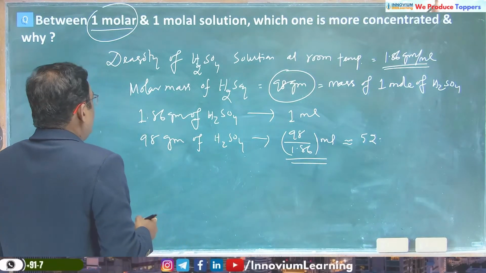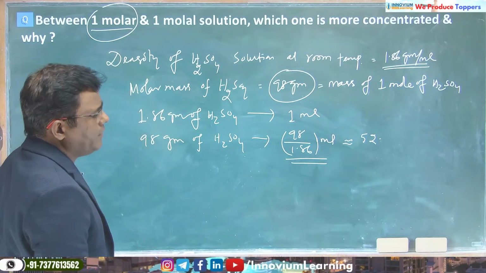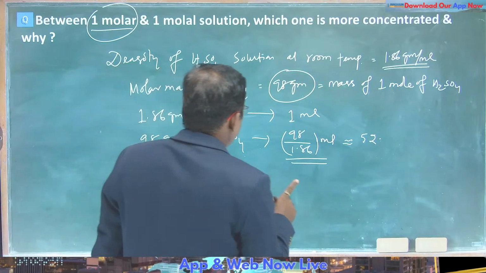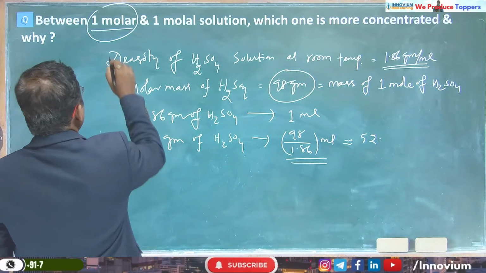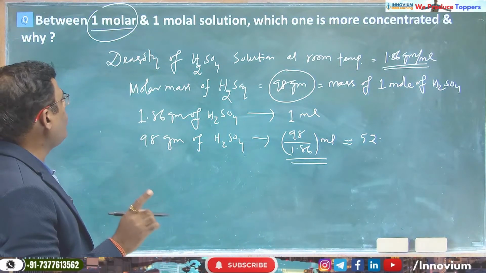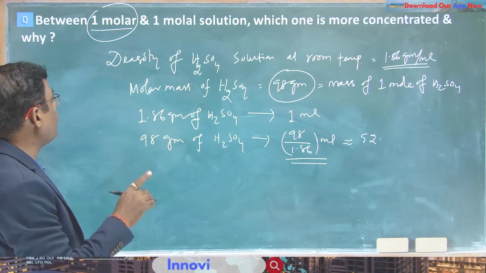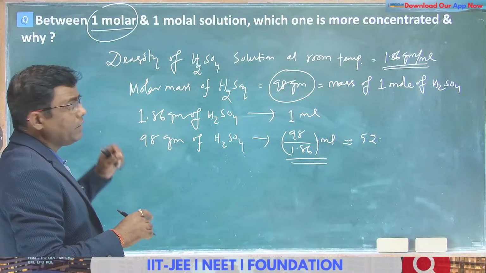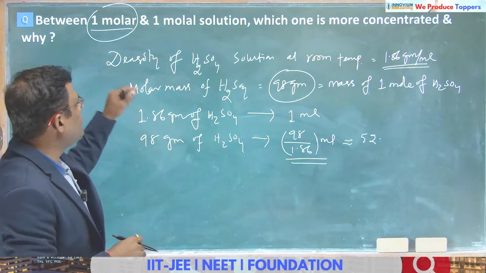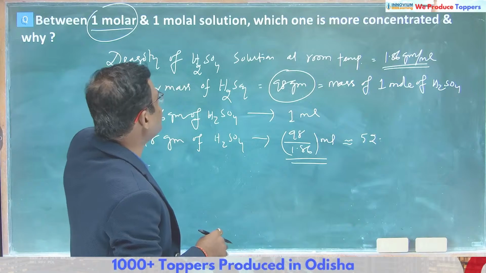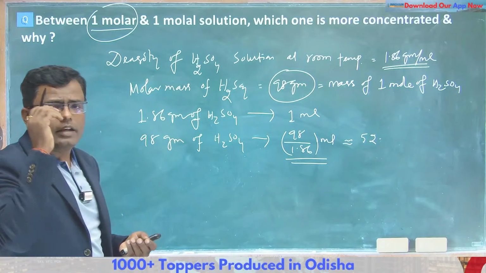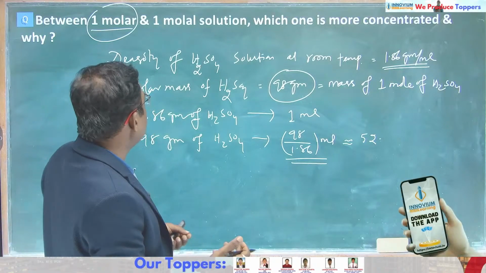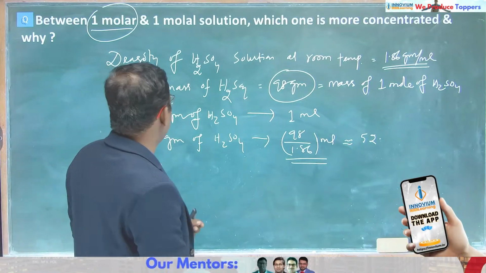Now if we consider 1 molar, then what does it mean? It means 1 mole of solute is present in 1000 ml of solution. Here I have considered H2SO4 solution, but you can take any solution, HCl solution, NaCl solution, any solution, correct? But here I have taken H2SO4 solution.